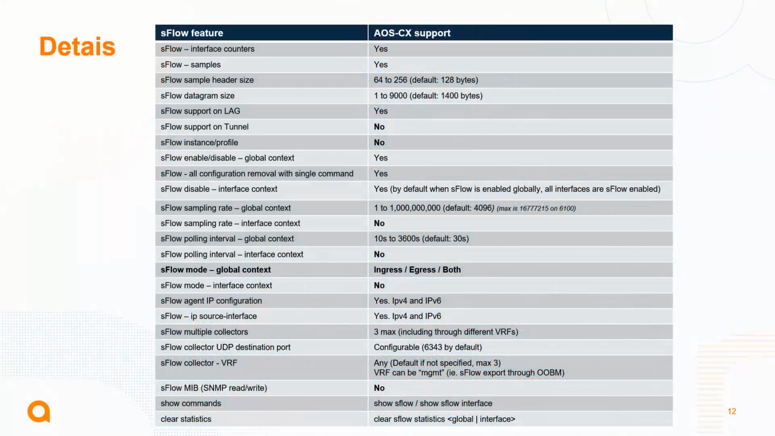That table summarizes everything that is supported for sFlow on AOS-CX as of 10.7. So we have the interface counter, we have the sample, so those are the basic 2 things that I talked about at the beginning. We have the header size that is configurable, the datagram size that is configurable as well. We support sFlow on LAG. That's an important aspect: on LAG or VSX LAG.